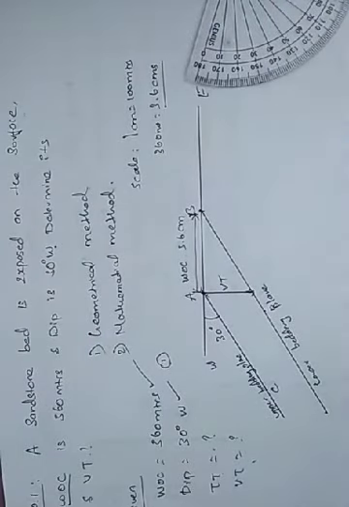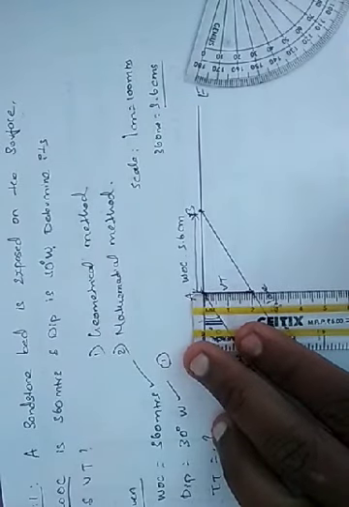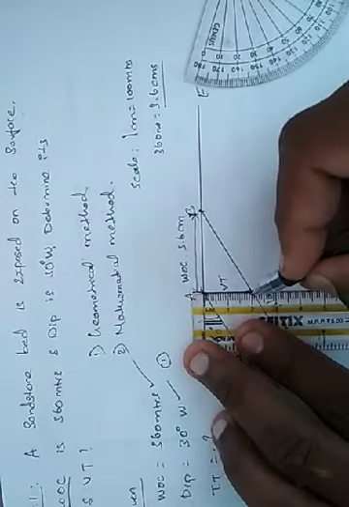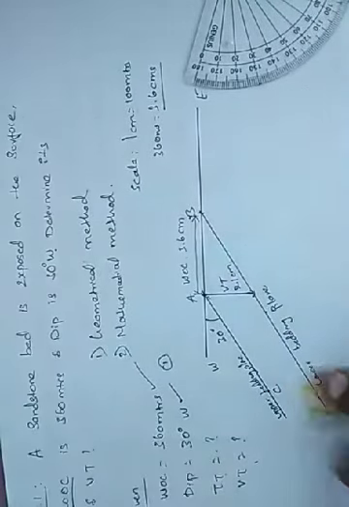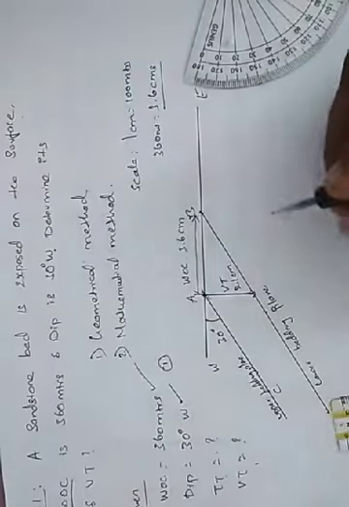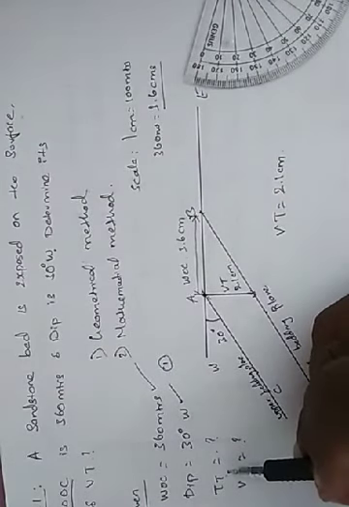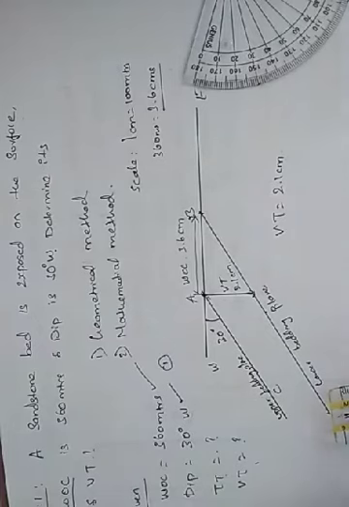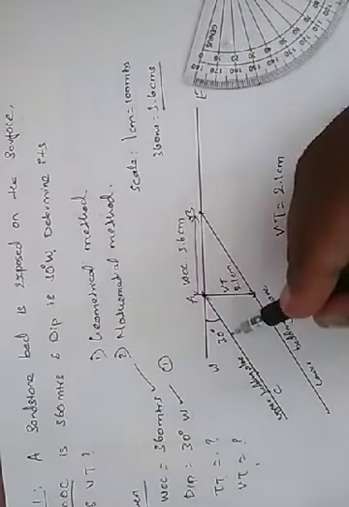So let us measure the length of that. So this is exactly 2.1 centimeters. So VT we got as 2.1 centimeters. Now we need to determine TT, that is true thickness. So how we are going to determine the true thickness? So the true thickness is always measured perpendicular to the bedding plane.